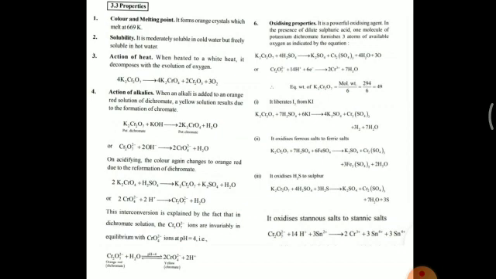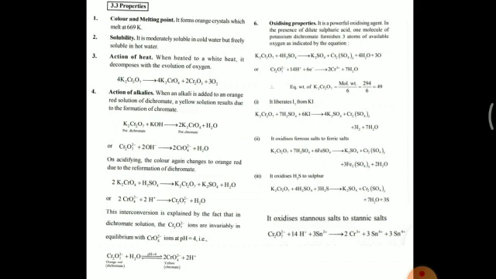Next property is action of heat. On heating, it decomposes to give potassium chromate, chromic oxide, and liberating oxygen. That is, potassium dichromate gives rise to yellow colored potassium chromate, K2CrO4, plus Cr2O3 plus 3O2.